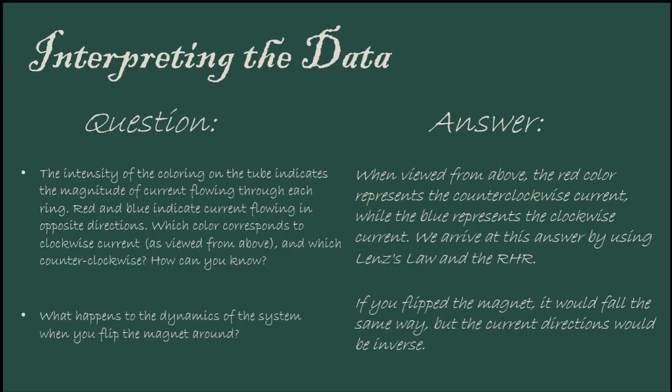Interpreting the data. Question. Which color corresponds to clockwise current and which counterclockwise? Answer. When viewed from above, the red color represents the counterclockwise current, while the blue represents the clockwise current. We arrive at this answer by using Lenz's law and the right-hand rule. Question. What happens to the dynamics of the system when you flip the magnet around? Answer. If you flip the magnet, it would fall the same way, but the current directions would be inverse.